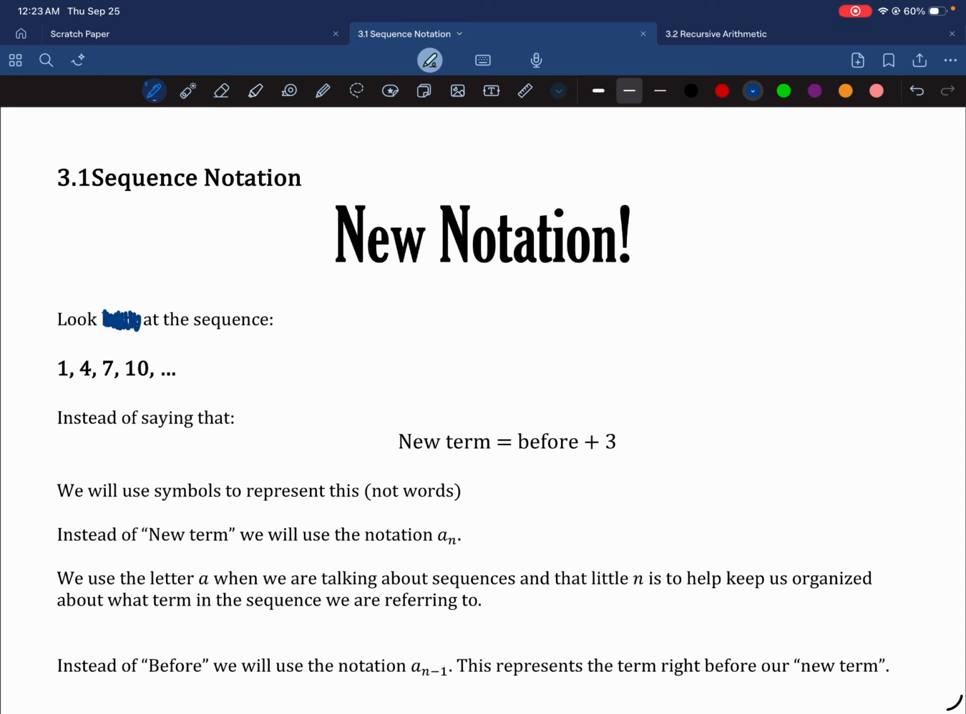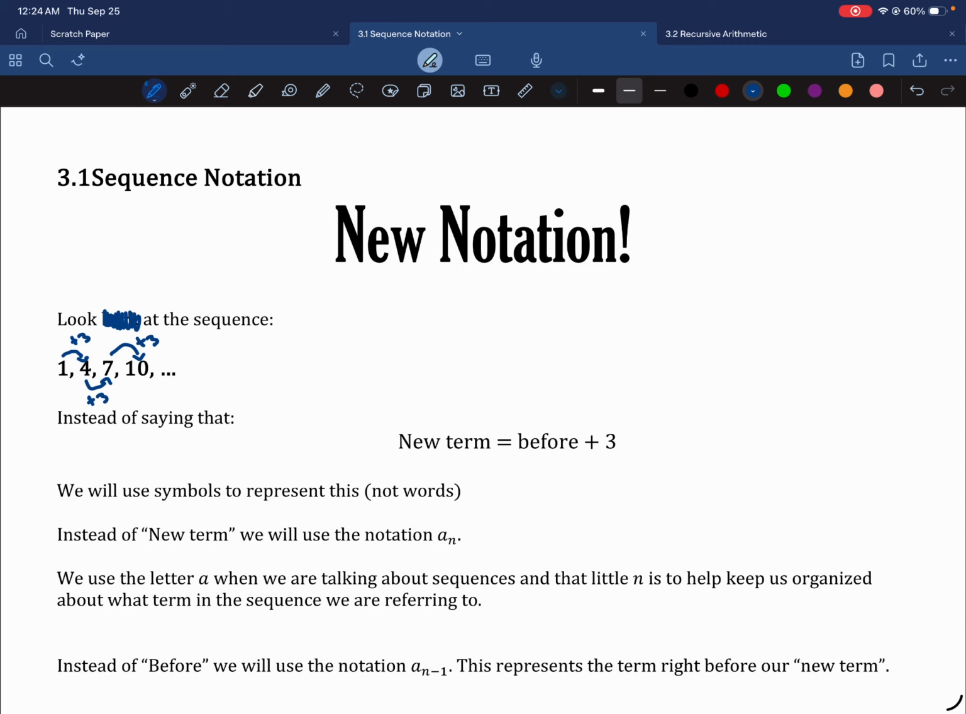So looking at this sequence, there is a pattern happening, right? If I start at 1 and I'm going to 4, then I'm adding 3. Then if I'm starting at 4 and I'm going to 7, again, I add 3. And then if I start at 7 and go to 10, I add 3. Okay, so in this sequence, there's a pattern of me adding 3 every time, okay?